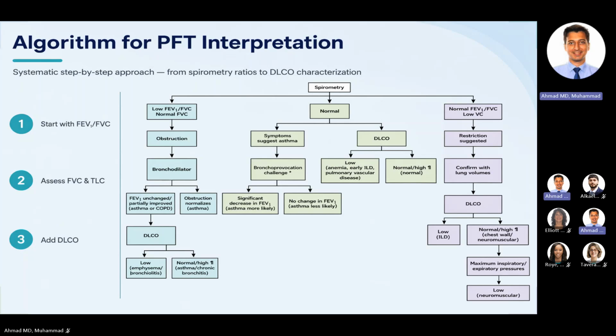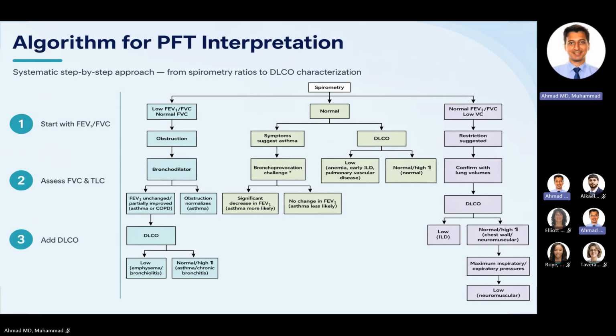If the spirometry in the middle column is normal and your symptoms are highly suggestive of asthma, you do a bronchoprovocation challenge test with methacholine. If there is a significant decline in your FEV1, which is a 20% reduction in your FEV1 on methacholine challenge, asthma is the most likely diagnosis. If there is no change on the methacholine, asthma is not likely as the cause of the individual's shortness of breath.